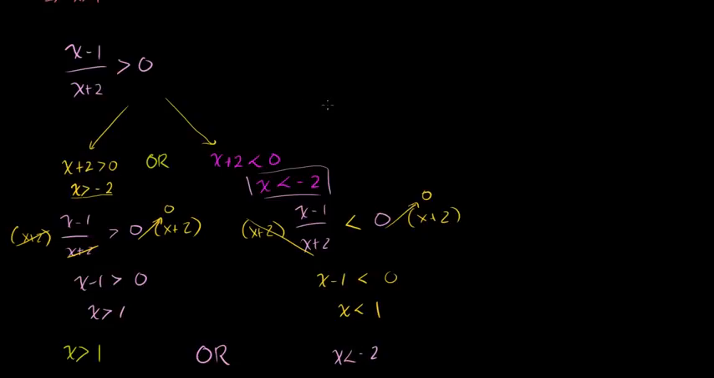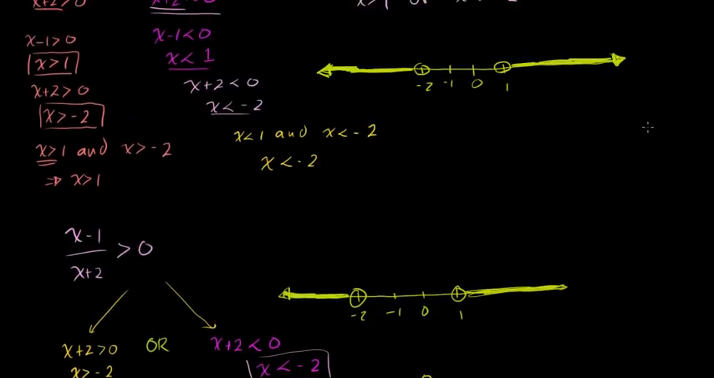So once again, we can graph it on the number line. x is greater than 1 right there. You have 0, minus 1, minus 2. And then you have x is less than minus 2. You're not including the minus 2. And just like that, that is the exact same result we got up here.